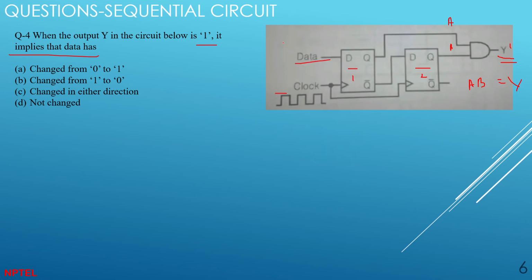We all know that data changes every time, right? So we need to calculate, when the output Y is 1, how the data is changing. Is it going from 0 to 1, or 1 to 0, or changing in either direction, or not changing? That's what they are asking. So how do we approach this kind of problem? First of all, you need to make the Boolean diagram.